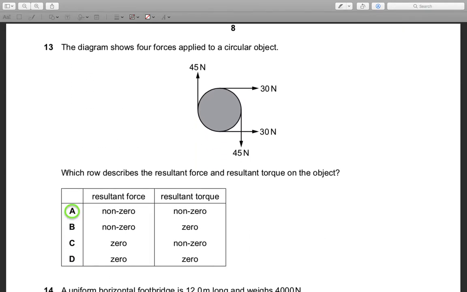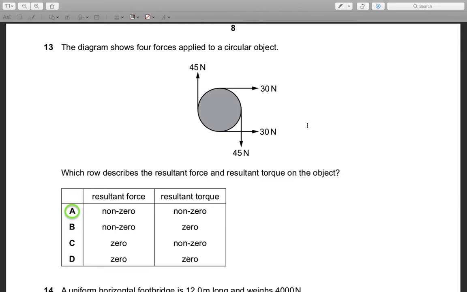Now question 13. The diagram shows four forces applying on the circular object with center Q. Which row describes the resultant force and torque on the object? In the y direction, we have 45 and also 45, which become 0 in the y direction. But in the x direction, we have 30 newton in the x positive, also 30 newton in the x positive, so we get the resultant equals 60 newton. So the resultant force is not 0.